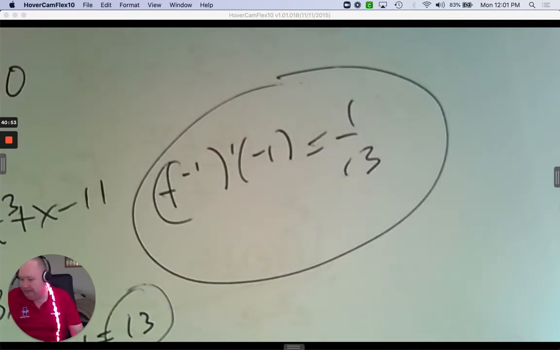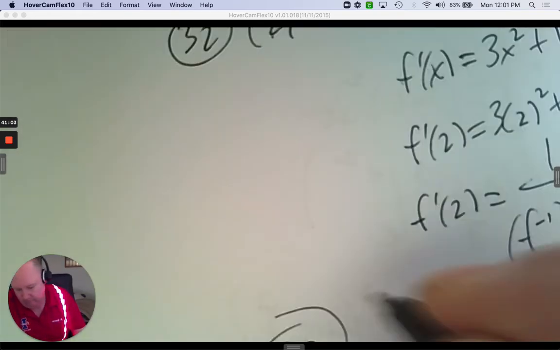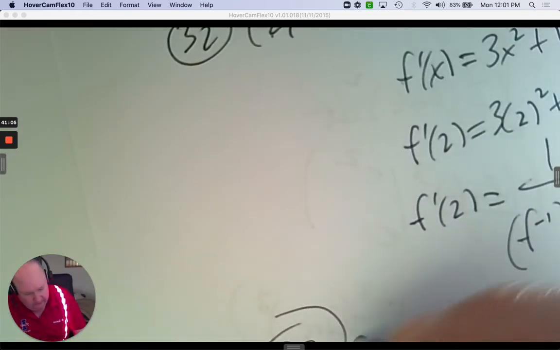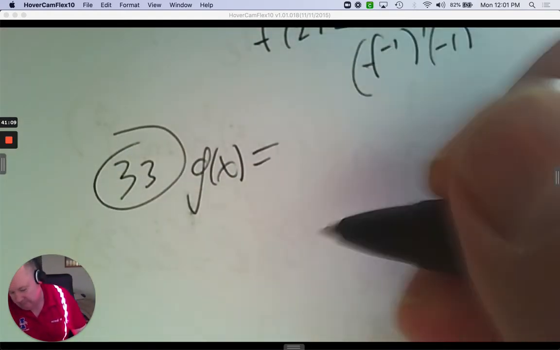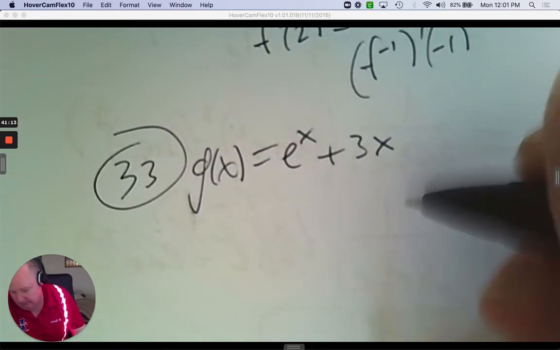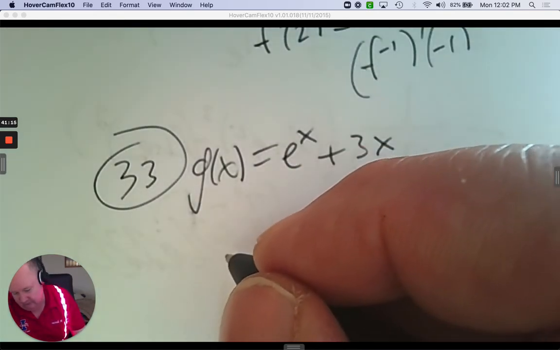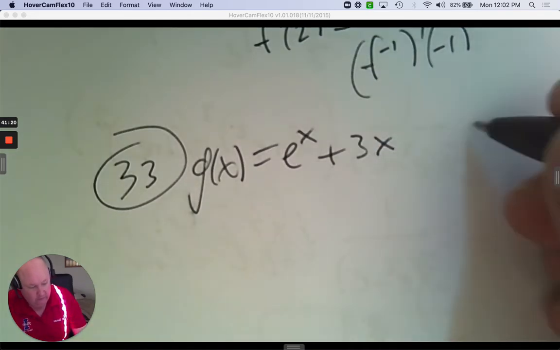Number 33. g of x equals e to the x plus 3x. And it says find the derivative of the inverse at 1. So this is my goal.